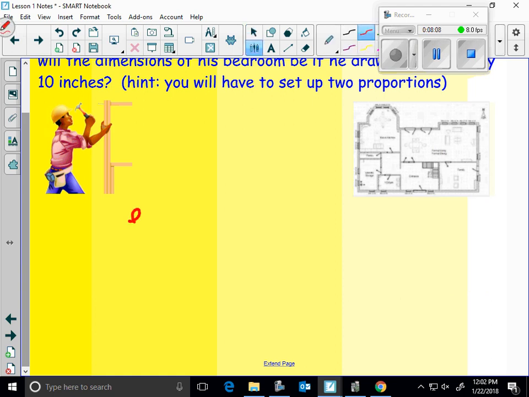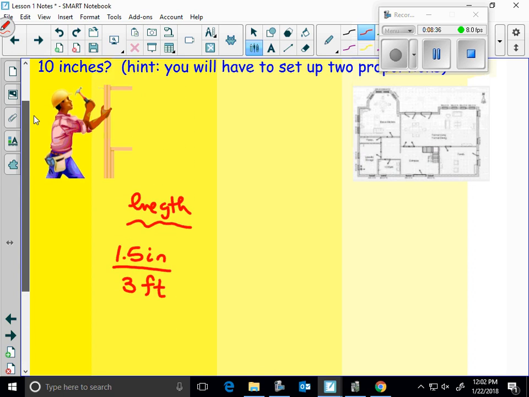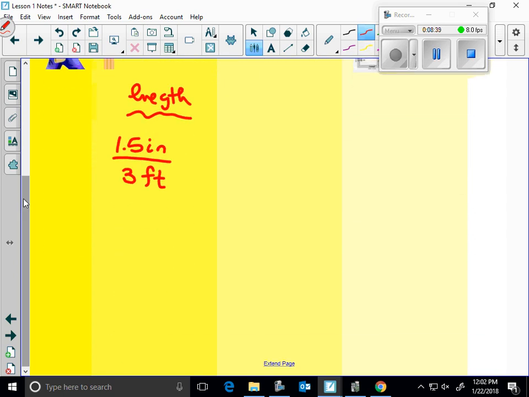Okay, so let's go length. And I spelled length wrong. That's great. Okay. So 1.5 inches is to 3 feet. Now, I'm not going to write 3 feet, I'm going to write 36 inches. And no, you know what? I'll write it as 3 feet. Oh, that was convenient. Okay, so this is on the floor plan. So the floor plan size converts to a real size of this. Okay, and this is going to be for the length only.